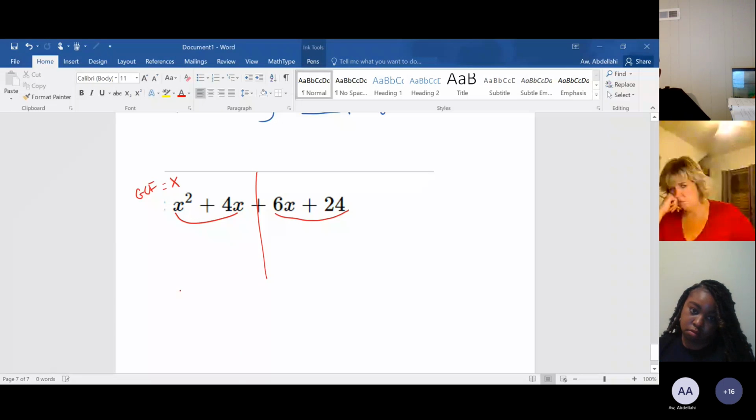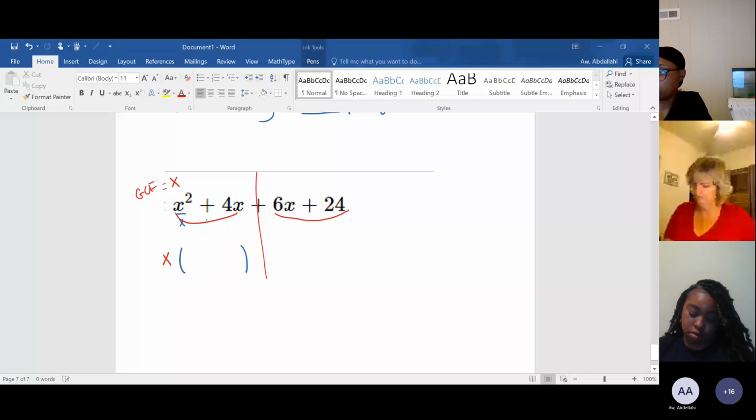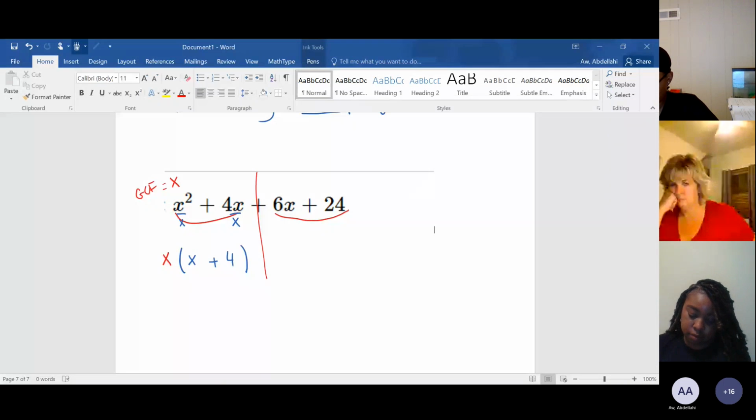I'm going to factor out x. I put my parentheses like this. I'm going to change the color just to make it clearer. x squared divided by x is how much? x. 4x divided by x is how much? 4. So it's x plus 4. You see, I'm done factoring the first pair. Now the second pair.